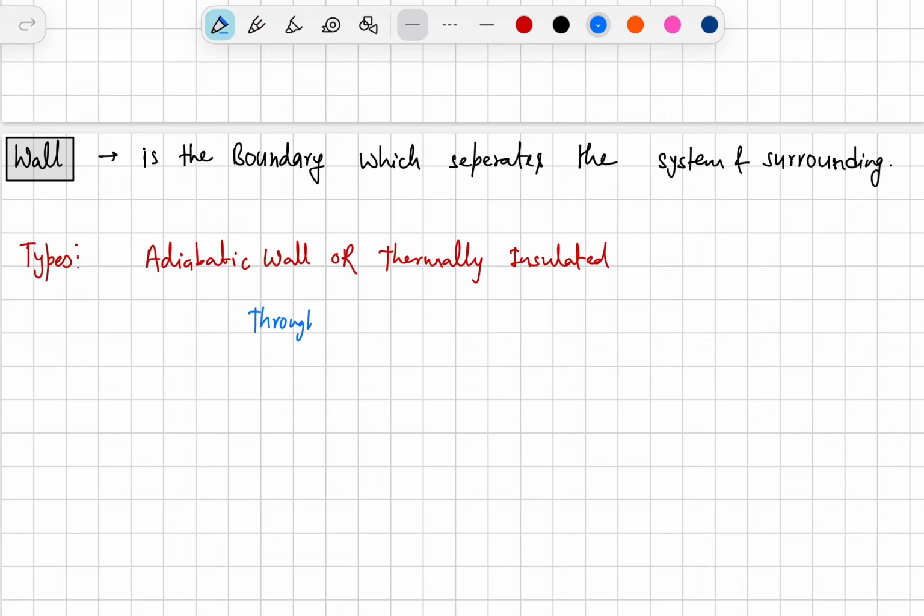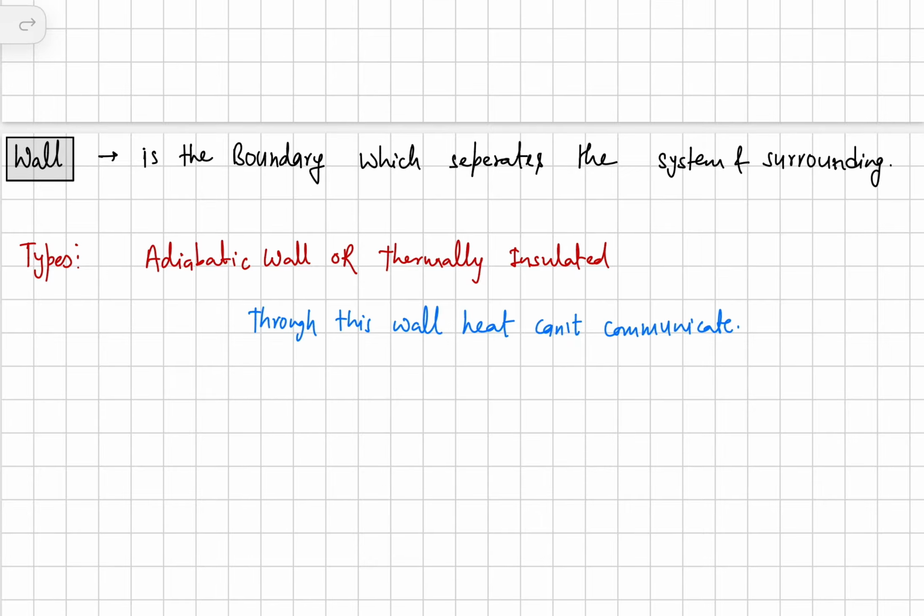Through this wall, heat cannot communicate. Meaning the heat process that would occur during the exchange of energy cannot go through, and you can say that transfer of energy cannot happen in the adiabatic and thermally insulated wall.